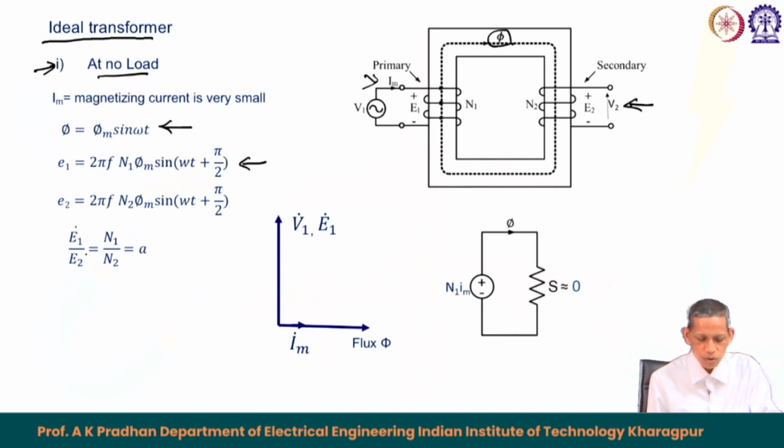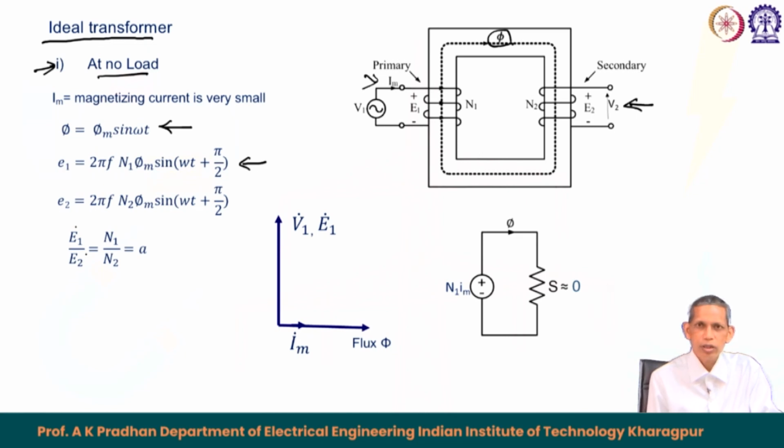So, we get E 1 to be 2 pi f n 1 phi m sin omega t plus pi by 2, and then similarly E 2 equals 2 pi f n 2 phi m sin omega t plus pi by 2. So, the difference between E 1 and E 2 is in terms of the number of turns n 1 and n 2 respectively. Both have the same frequency f, and both have the same flux linking them.